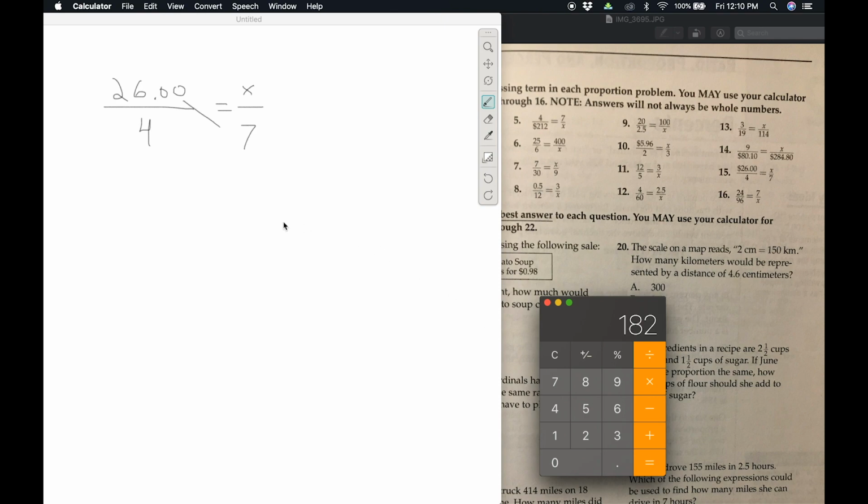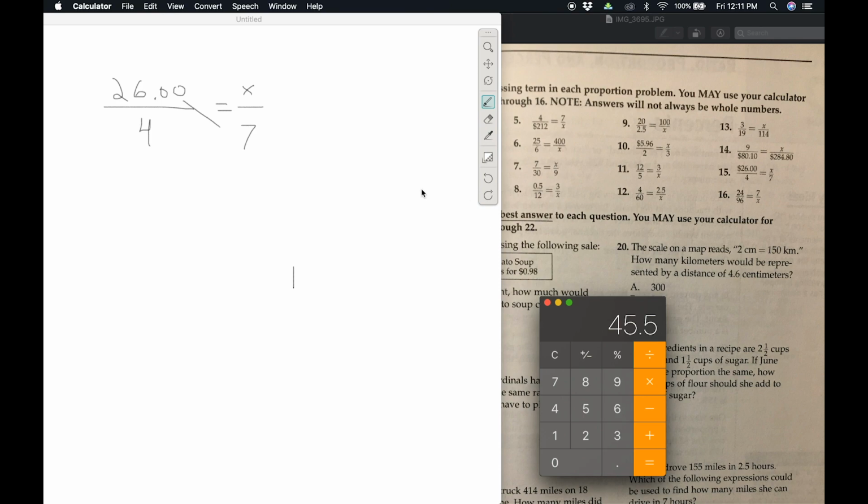Okay, so 182 divided by 4. I'm not going to do that problem on paper. So what was it, 182? Or wait, okay, I'm going to do that again because I forgot. 26 times 7 equals 182, yes. Divided by 4 equals 45.5. That is your answer, folks.